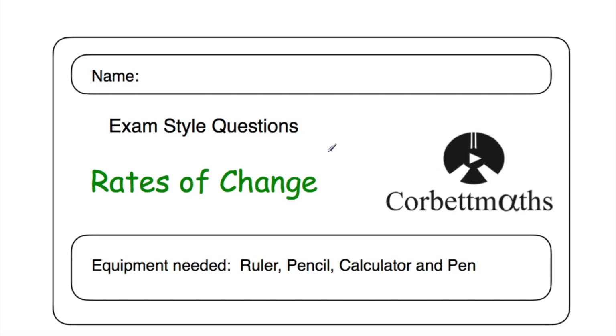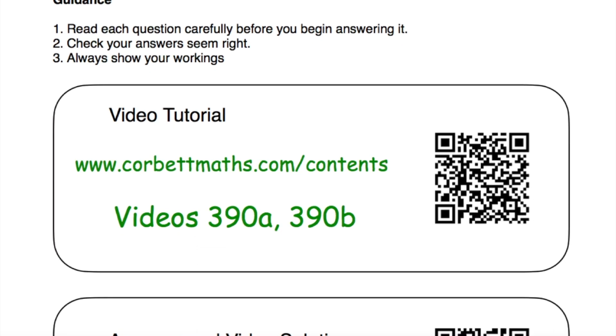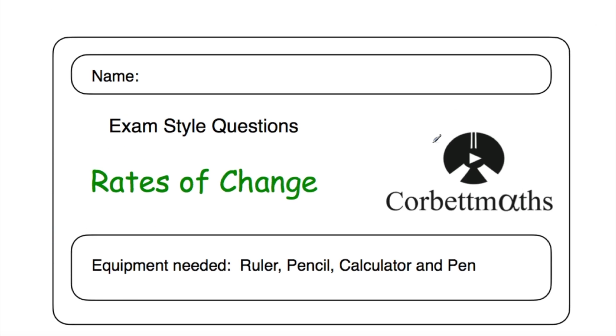In this video, we're going to look at the video solutions to the Corbettmaths practice questions on rates of change. If you need any extra help on rates of change, whether that's instantaneous or average, go to Corbettmaths, go to the videos and worksheets section and scroll down to video numbers 390A and 390B. There are dedicated video tutorials there that'll help you with rates of change. Alternatively, you can scan this QR code. But in this video, we're going to focus on the video solutions to the practice questions, so let's get started.